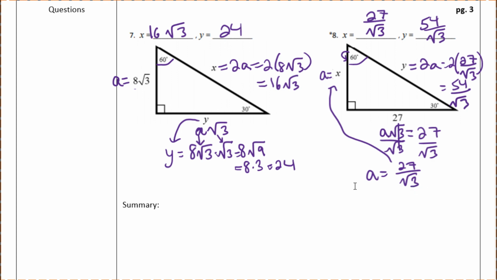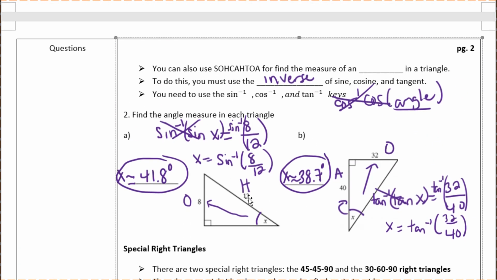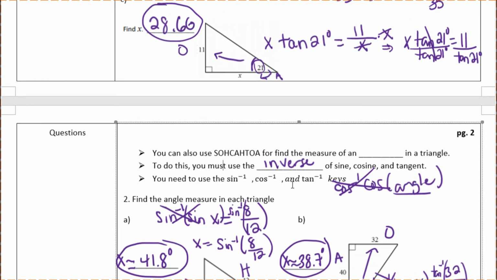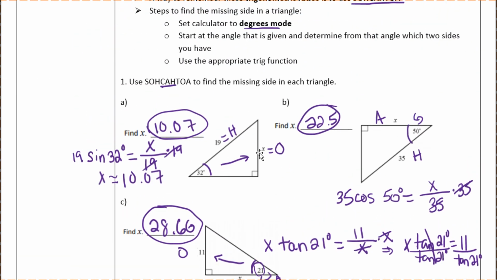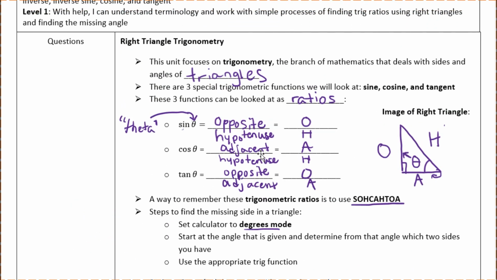All right, and that's it. So you just have to be able to use trig ratios for that. You have to be able to find the missing angle using sine, cosine, tangent, and find the missing side using cosine, sine, tangent. And that's about it.